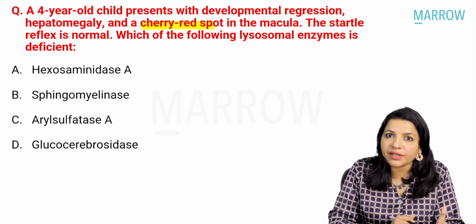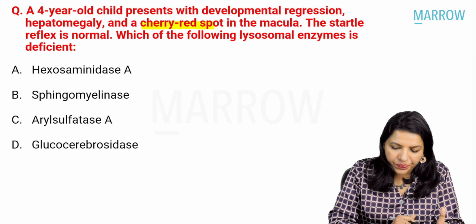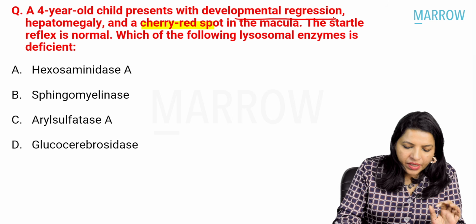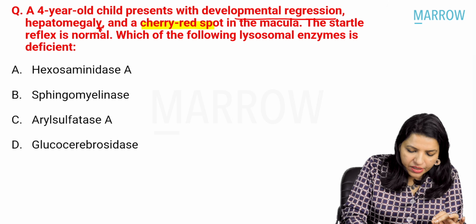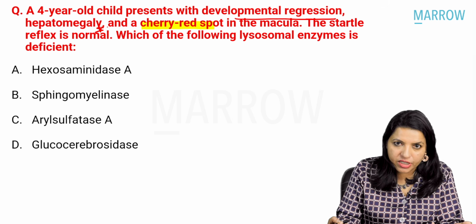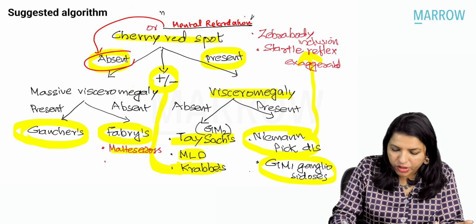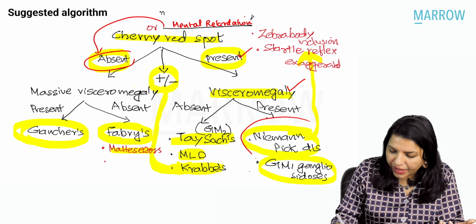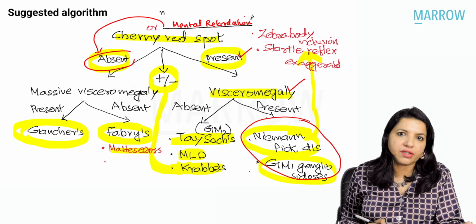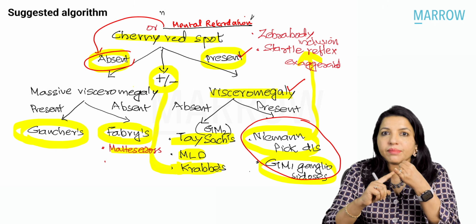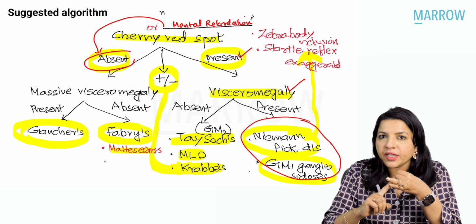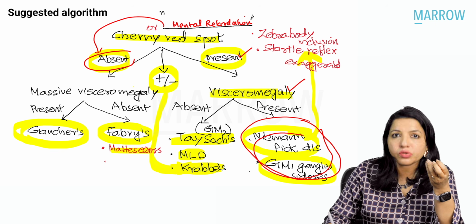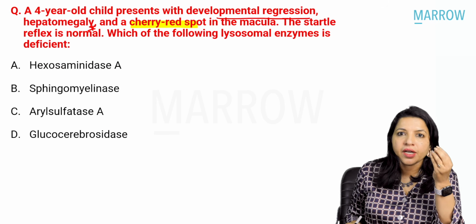There is a cherry red spot present in the macula. And what is given here is developmental regression. Hepatomegaly is present. So with the cherry red spot and visceromegaly, that is confining us to Niemann-Pick disease and GM1 gangliosidosis. So we are shortlisted to these two. Now we will see the options.